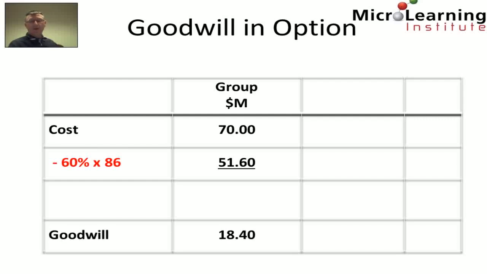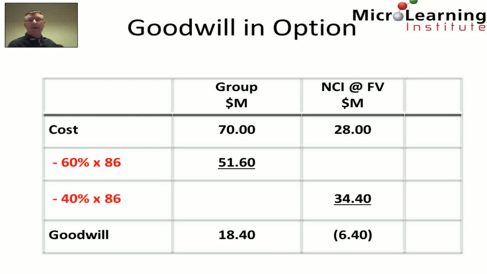Similarly, we're told that the non-controlling interest in Option at the date of acquisition was fair valued at $28 million. And again, we match this with the 40% share of fair value net assets, giving us a negative goodwill in the non-controlling interest of $6.4 million and a net total goodwill in relation to the acquisition of Option of $12 million.